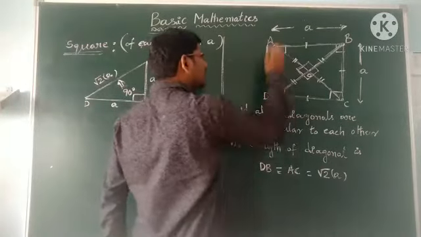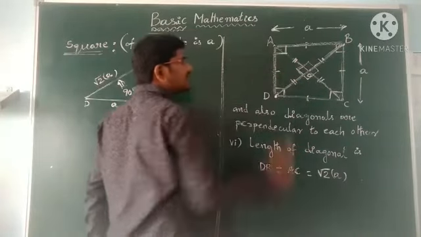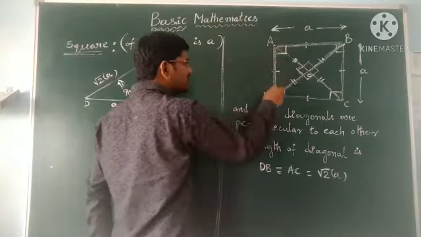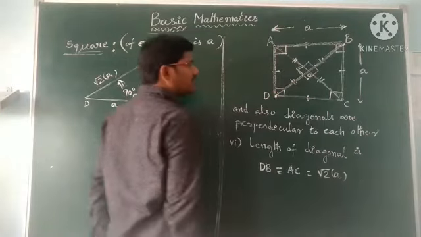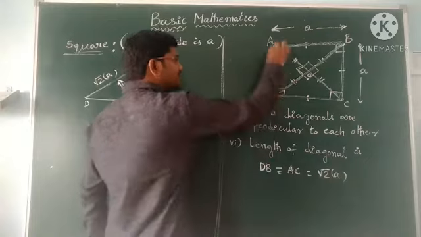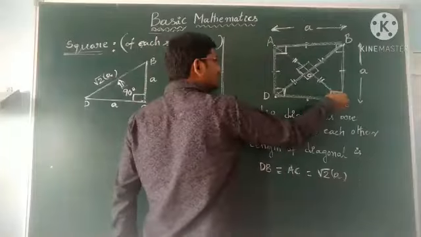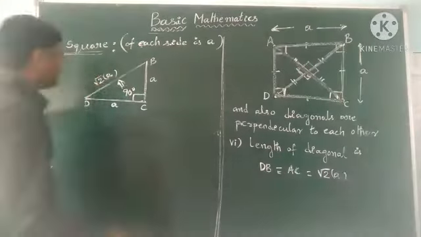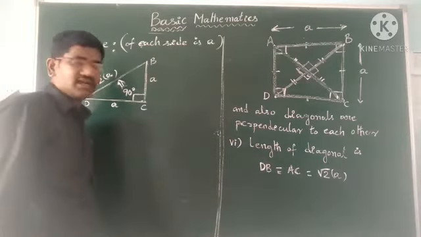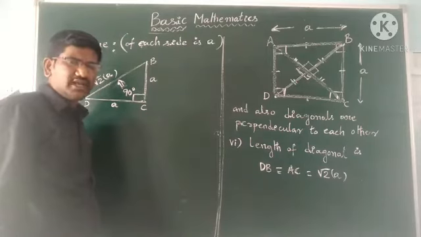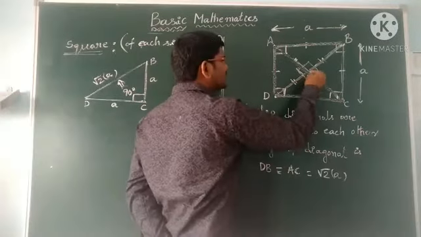Similarly, this length we know is A units, and this length also is A units, and this angle is 90 degrees. So root 2 into A. This length we know A, this length we know A, this is 90 degrees already, so then this length will become root 2 into A. So the length of each diagonal is equal to, how much are you getting, students? Root 2 into A.